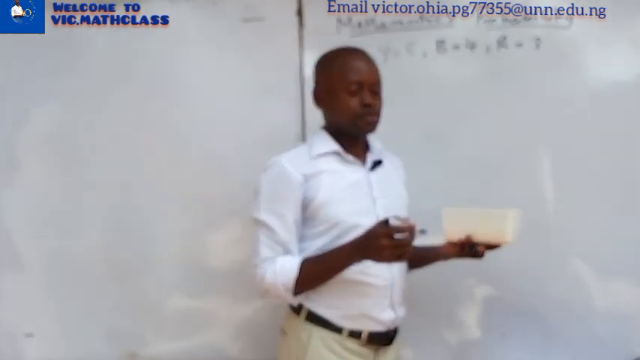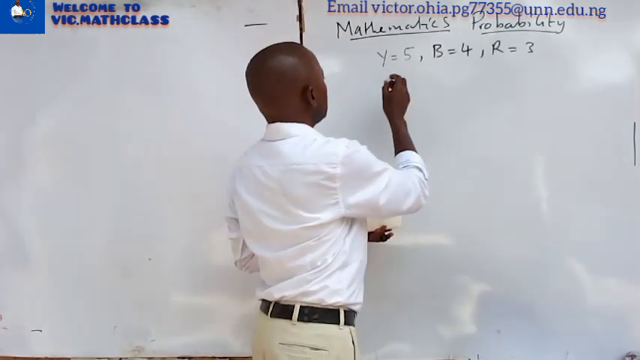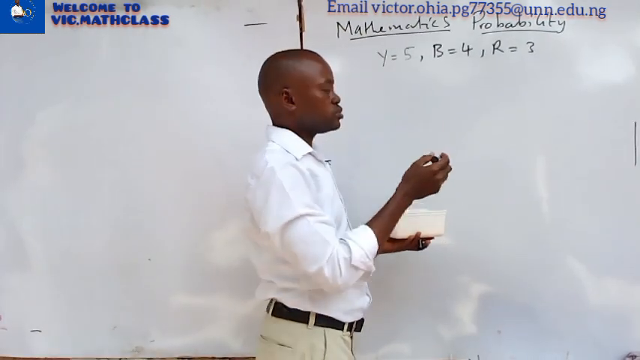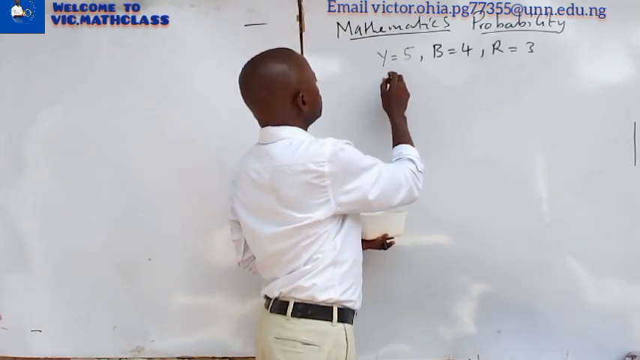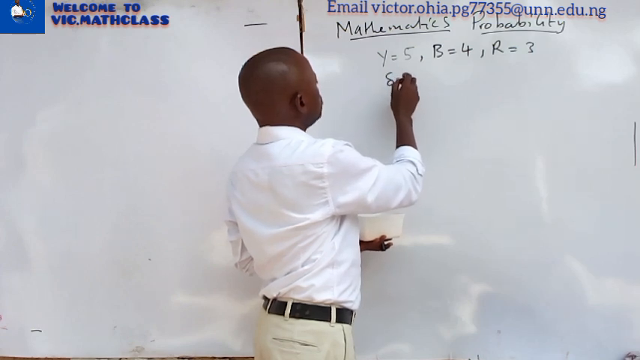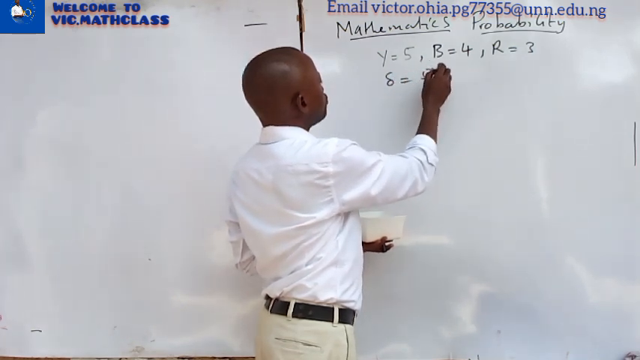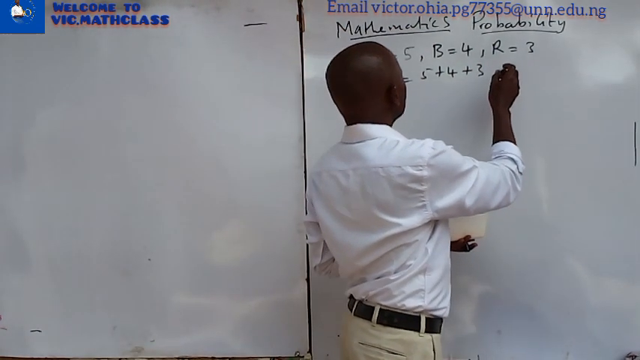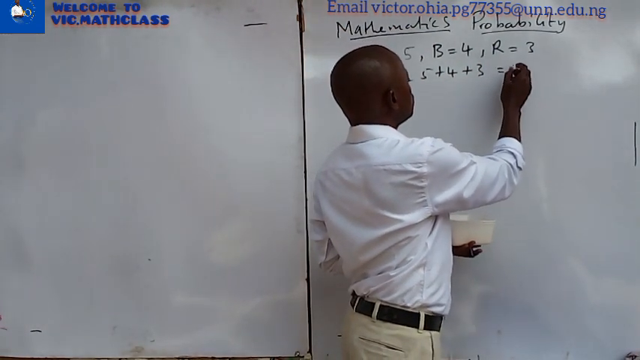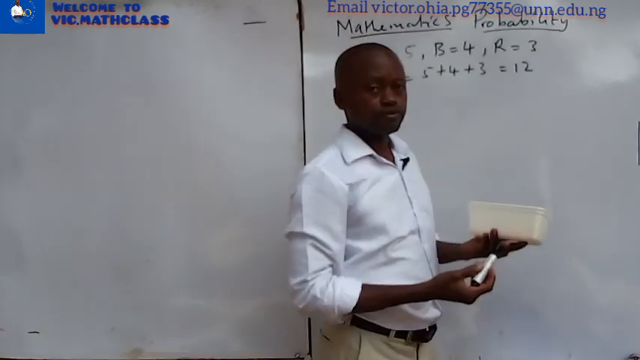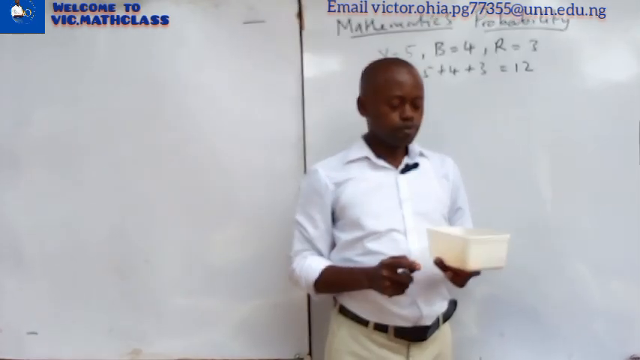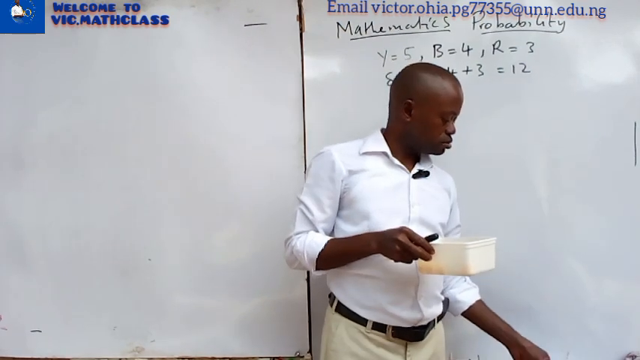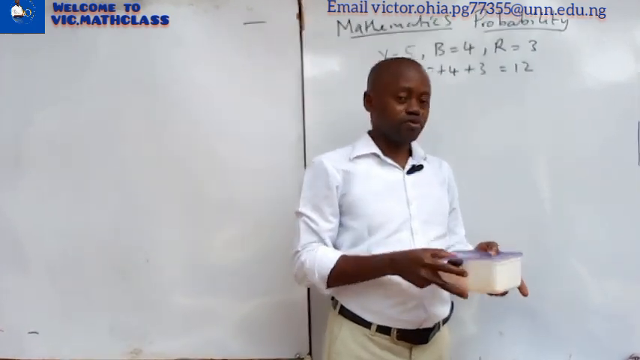Now one can ask about the sample space, which is the space of all possible outcomes. The sample space here is, let's say, S being 5 plus 4 plus 3, and that is going to give us 9 plus 3, which is 12. So the sample space is 12. Do we get that? I'll still hold it so that you don't think I've done any manipulation with it.